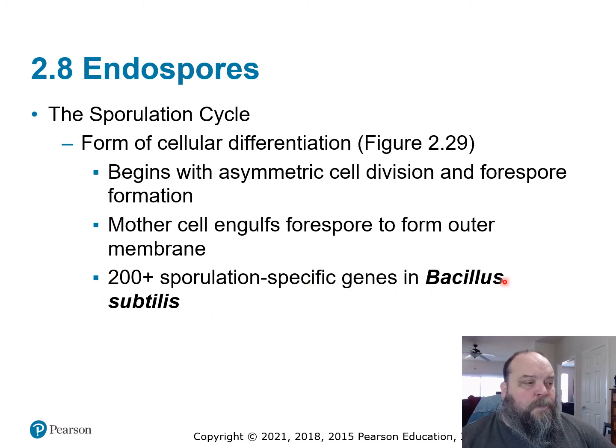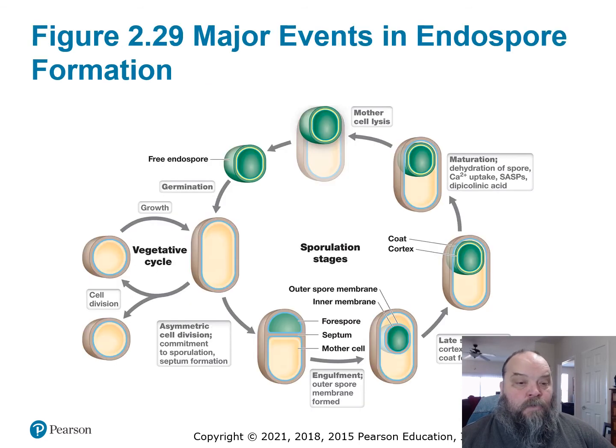We see a lot of the spore-forming species, like 200 plus of them, within the Bacillus genus. Turns out that if you look just at Bacillus subtilis as an example, there are over 200 genes that are responsible for the making and the maintaining of a spore, as well as how that germination will occur.